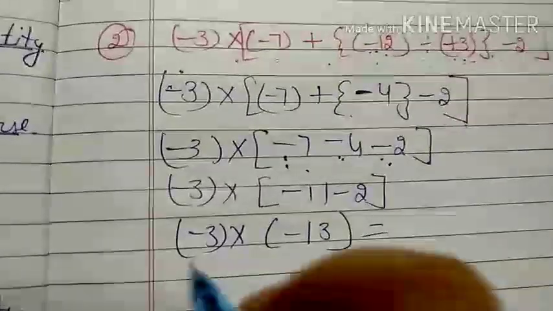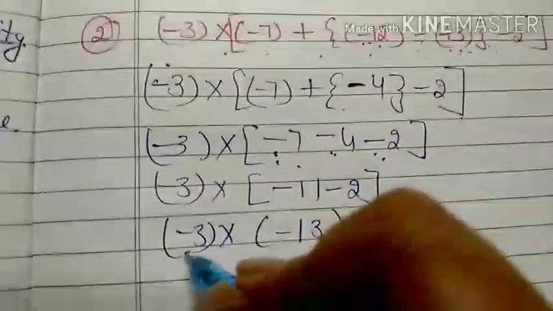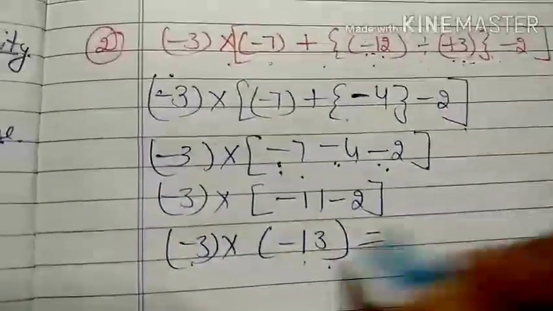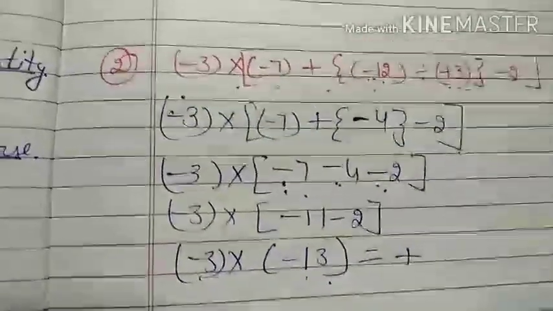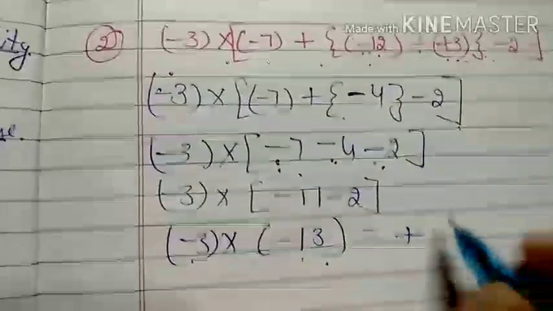Now you have to multiply the negative of two numbers. Negative 3 and negative 13. Negative negative gives you a positive sign, and 13 into 3 gives you 39.